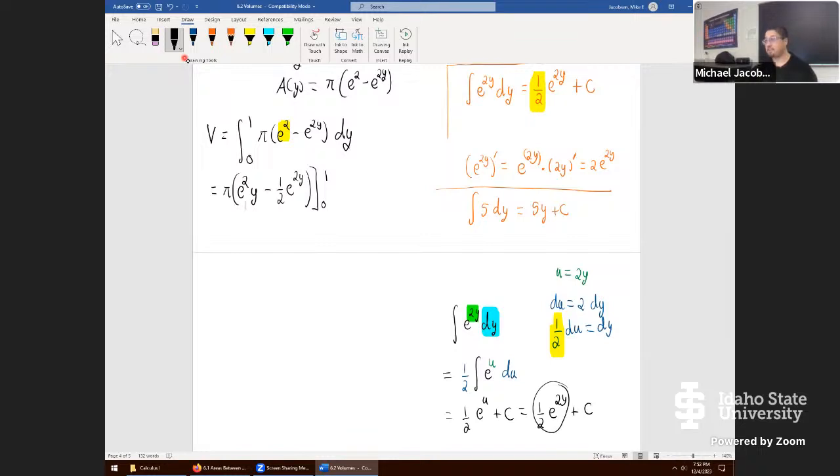Okay, all we've got to do now is throw in the limits of integration. So this is turning into pi times. One goes in the position of y, so we'll get e squared minus 1/2 e squared. So that's our first step. Then a negative sign goes in. It's a good idea to put in another set of parentheses as we're throwing in a 0. We'll get e squared times 0 minus 1/2 e to the power of 0.